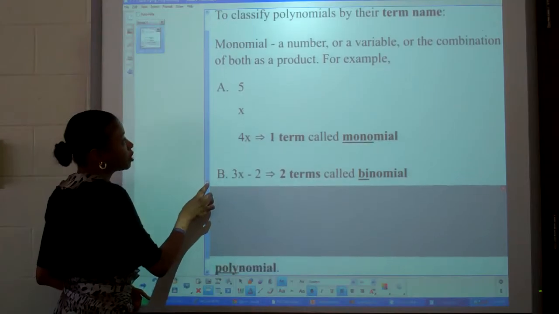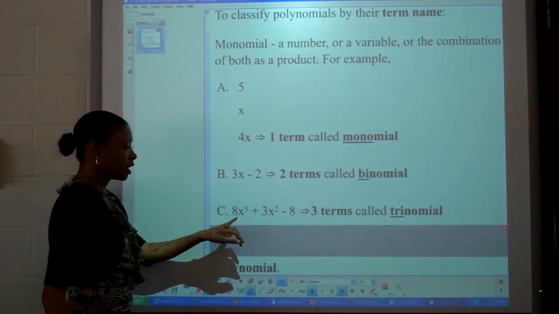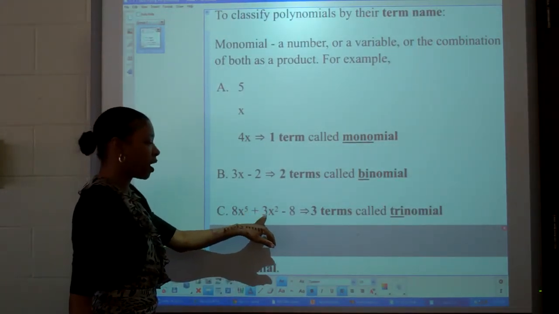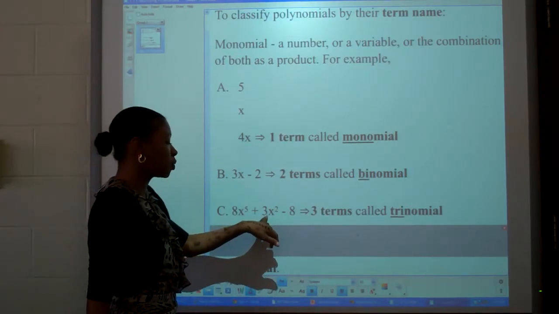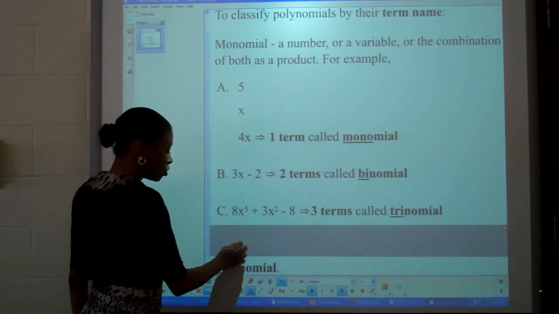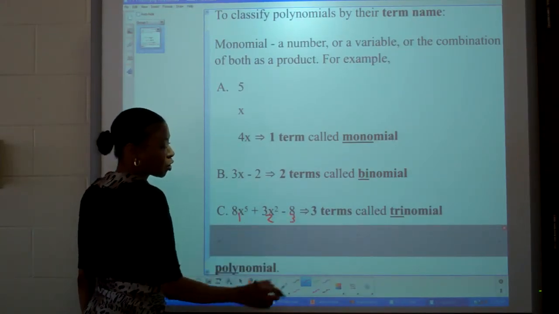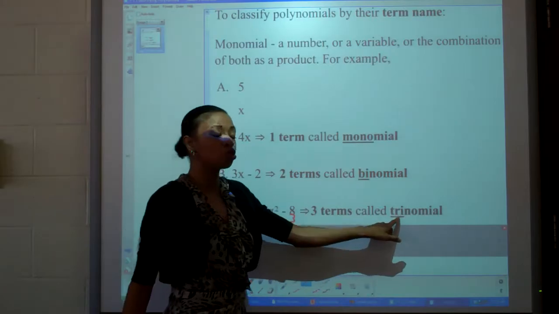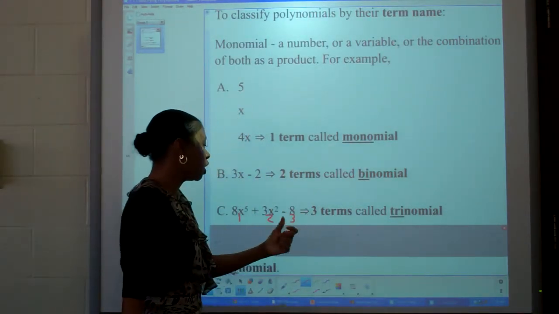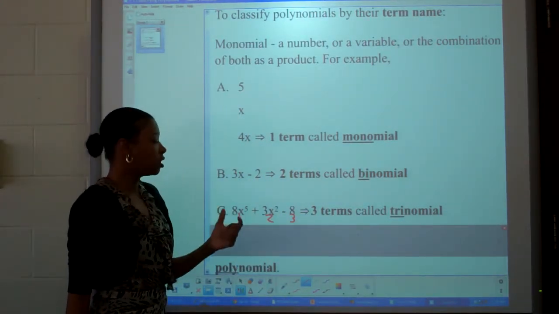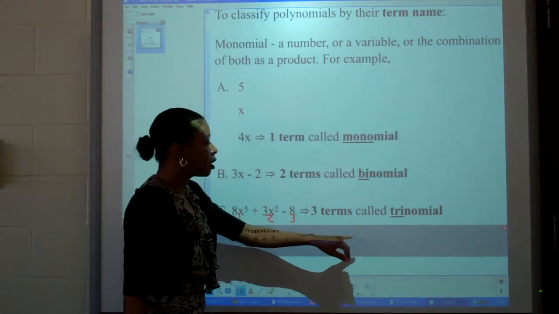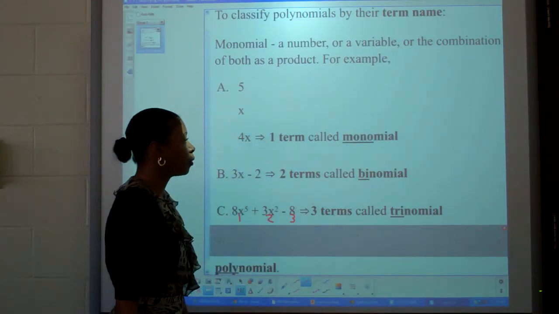If we did three terms, for example, 8x to the fifth plus 3x squared minus 8, there's one term, two terms, three terms. Three terms is called a trinomial. There are three terms in this particular polynomial. Because there are three, we call it a trinomial.